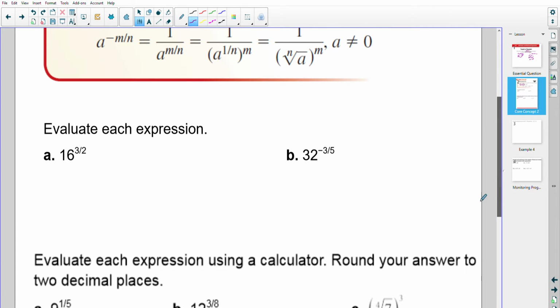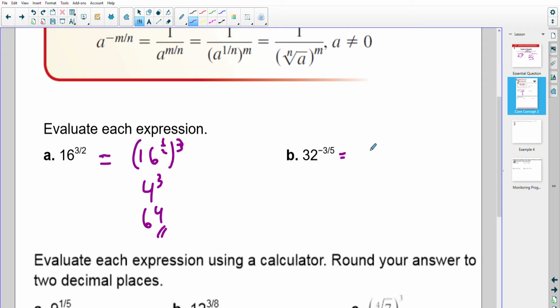So when it asks to evaluate each expression, I'm going to change the form. It's 16 to the 1/2, all to the third power, by definition. And if you multiply this out, you get 3/2. So 16 to the 1/2 is 4, to the third is 64.